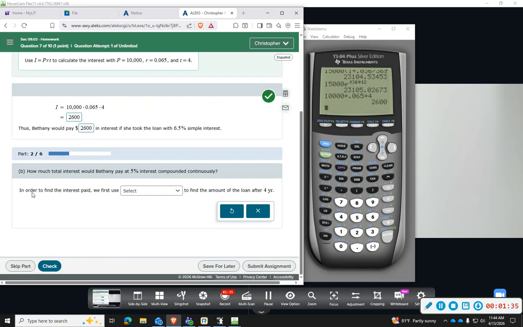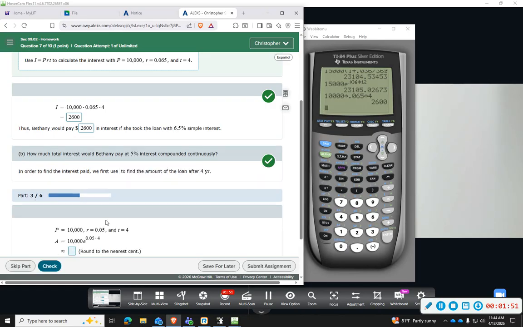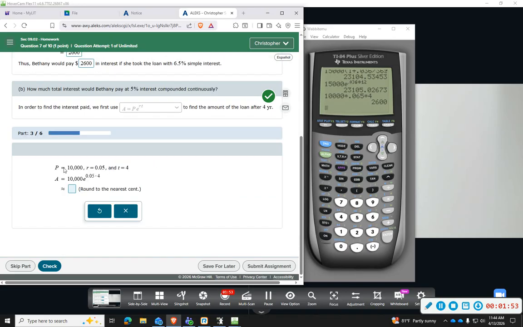All right, so in order to find the interest paid for this, if we want to use the continuous, it says compounded continuously, that's going to be the continuous compound formula. All right, so they're showing us plugging everything in. 10,000, e, the 5% as a decimal, move it twice to the left so you get 0.05, and t is 4. We're going to get a final value, so I'm going to say 10,000.